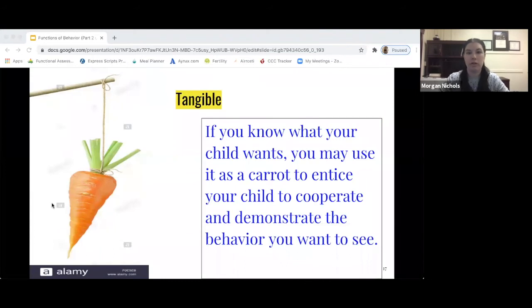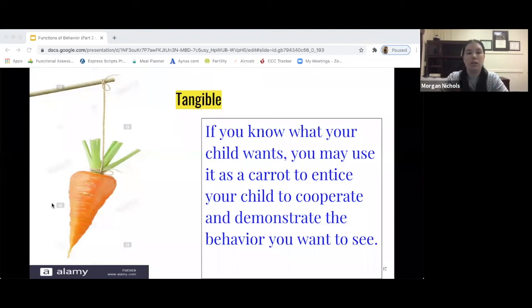All right. A third function of the behavior is tangible. So this behavior is kind of the opposite of escape or avoidance. Basically, the child engages in the behavior in order to get something or do something that he or she wants. They want access to a specific item or activity, iPad, video games, anything like that, right? Computer, all of those. Any sort of object that they can hold and touch, and any sort of activity that they can do, that's a tangible.